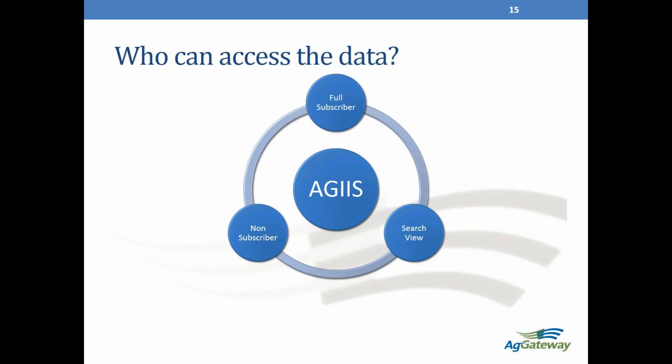We also have a non-subscriber lookup, and this is where we have some smaller ag retailers and some folks that haven't joined AgGateway yet, but they do have some interest in what unique identifiers may be. Maybe it's for reporting purposes. They can go out to the AGIIS website, and there is a portal with some limited functionality that allows them to look up products and look up entities to get back the unique identifier for that.